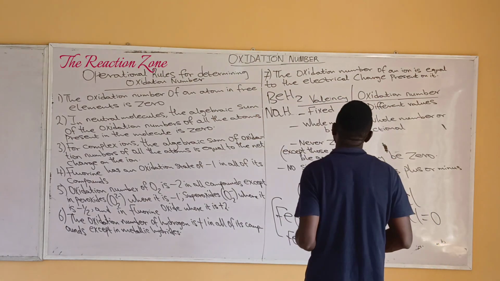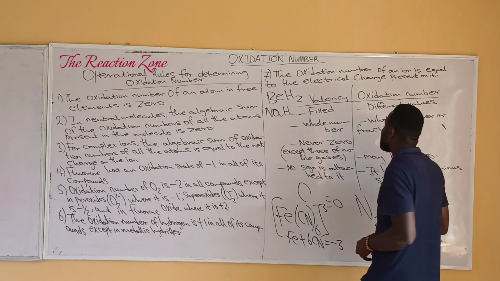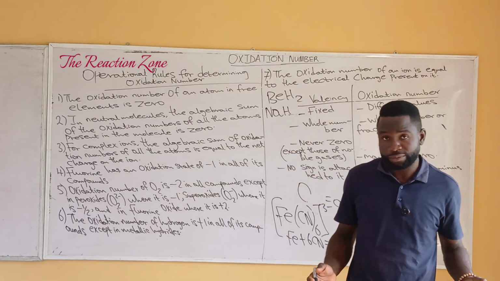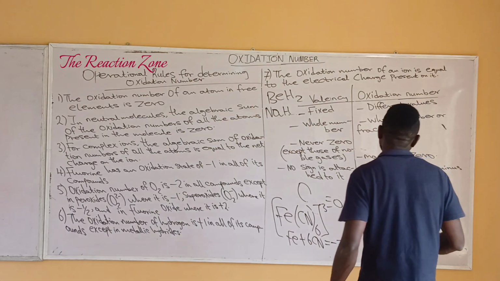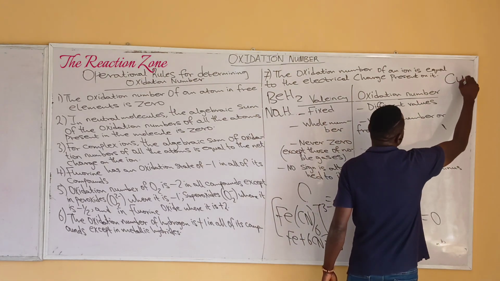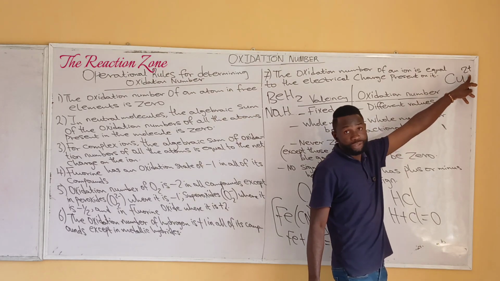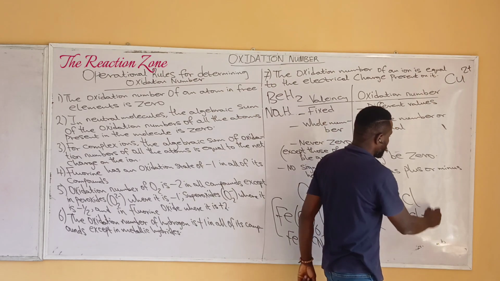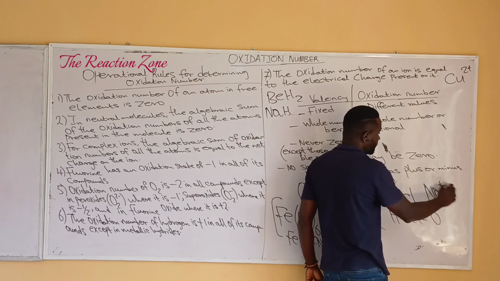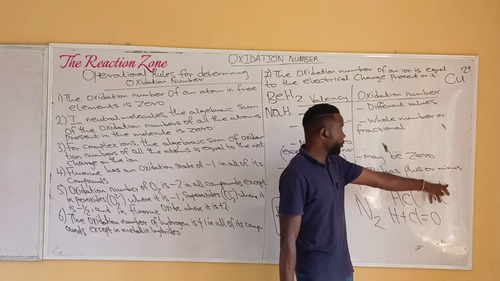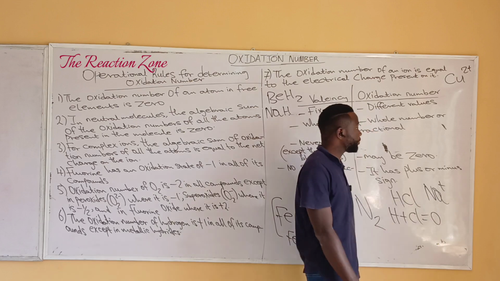And then the last one is that the oxidation number of an ion is equal to the electrical charge present on it. For example, in the copper 2 ion, the oxidation number of copper is equal to the charge, which is +2. Another example is Na+. The oxidation number of sodium in Na+ is equal to the charge, which is +1.